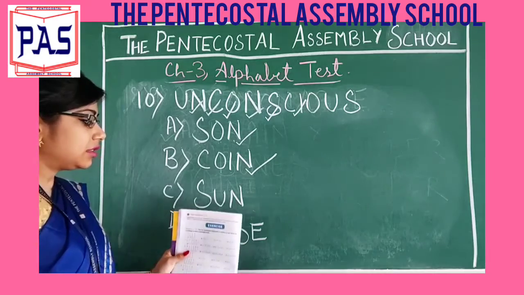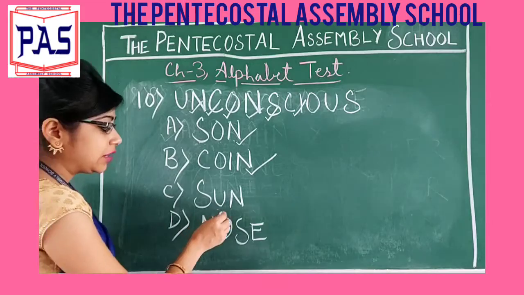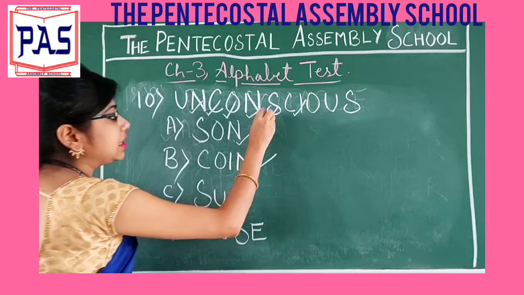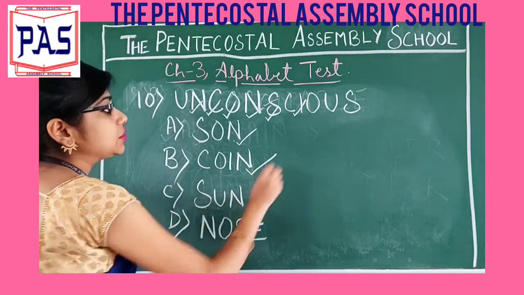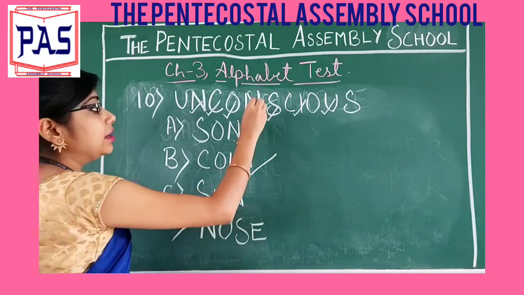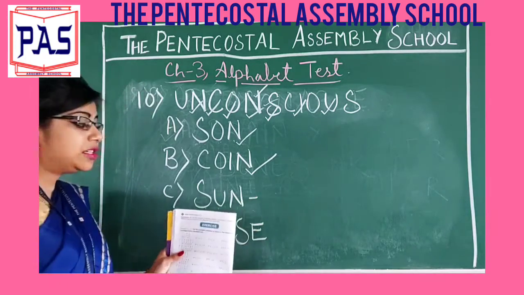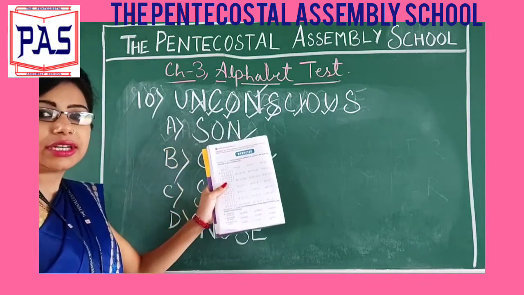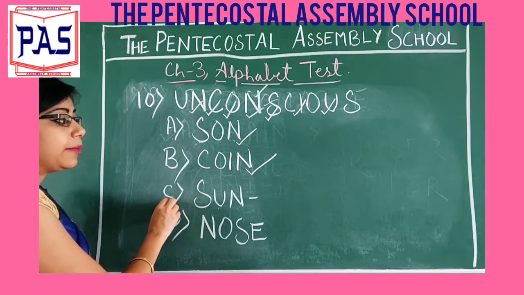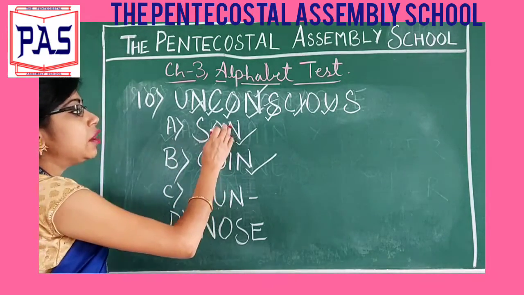Let's check option C. It's again sun that we see early in the morning. S is there, yes. U, yes, U is also there in the word unconscious. N is also there. So we can make the word sun from the word unconscious. It means that we can make all the words given in options A, B and C from the given word unconscious.